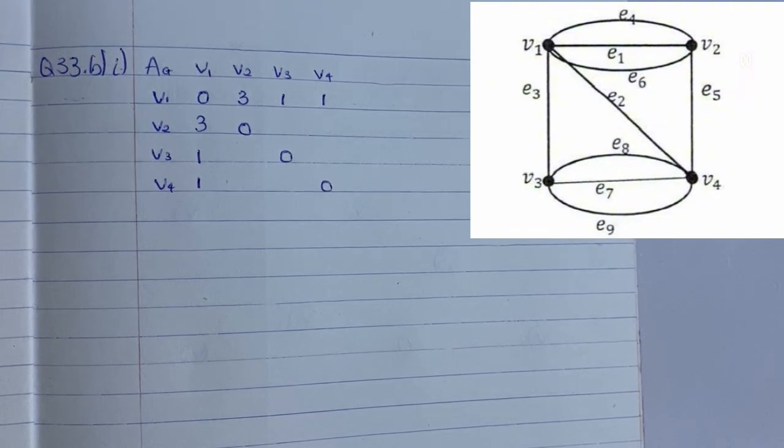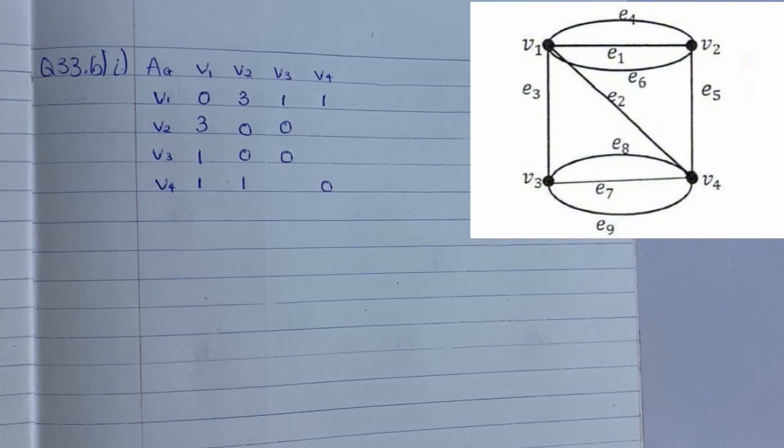For V3 and V2, there's no connection, so 0. For V2 and V3, it's also 0. V4 and V2, there's a connection, so we write 1. For V2 and V4, there's one connection, we write 1.